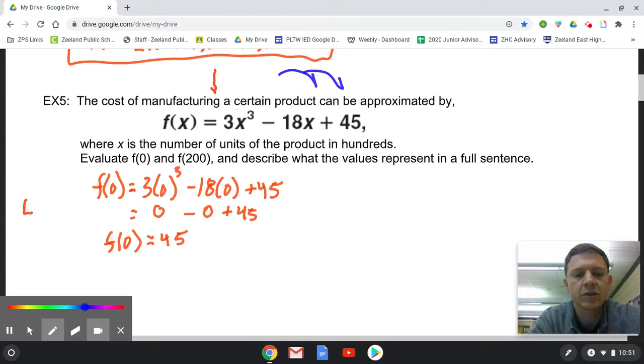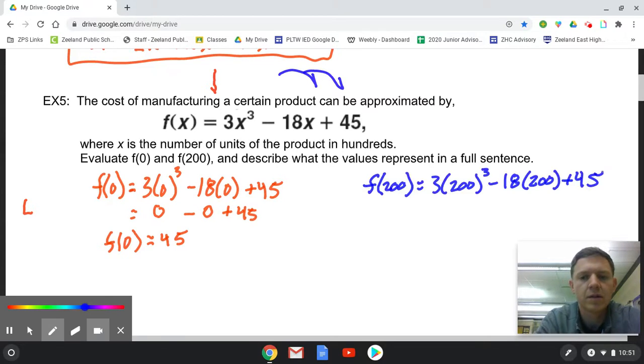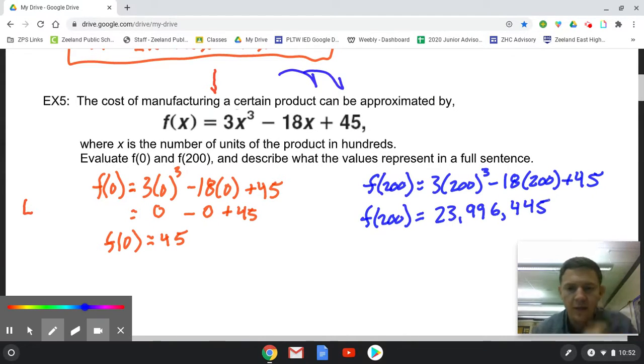So we just have to plug 200 into all those slots. And there it is. Now, I can't do that in my head because the numbers are getting big. So I went ahead and did it on a calculator, and I got the following. That's a large number, 23,996,445.